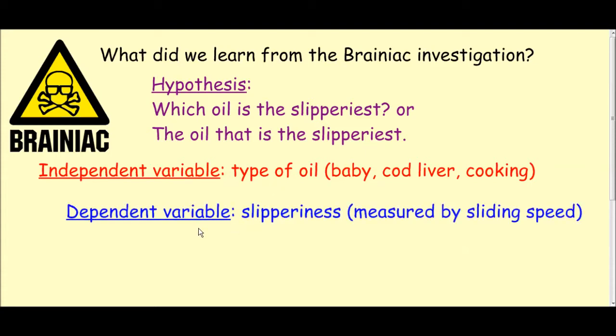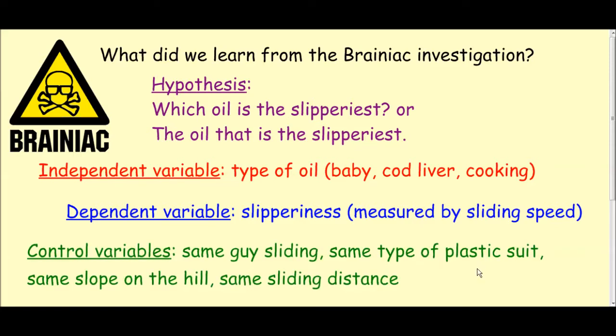The dependent variable was the slipperiness. Now remember, there's no unit for slipperiness, so the Brainiac investigators decided to use the sliding speed, or how quickly the guy in the suit sped down the slide, as a measure of how slippery the oil is.